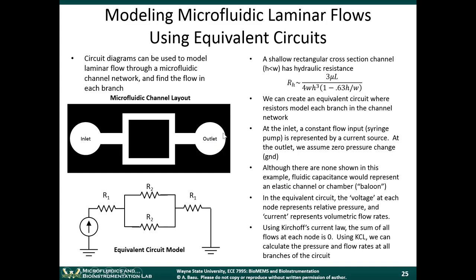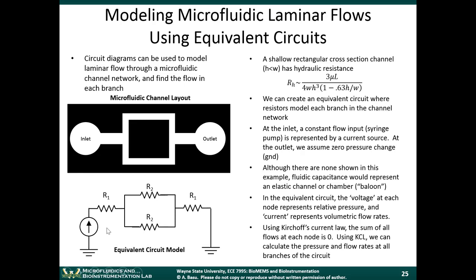Think about it. You need pressure to push fluid through the network, right? So the pressure here would be 0, so that's represented by ground. Ground means 0 voltage, 0 pressure. You can solve for the voltage at this node, you can solve for the voltage at this node, and you can solve for the voltage at this node. You can figure out the pressures everywhere in your microfluidic network.